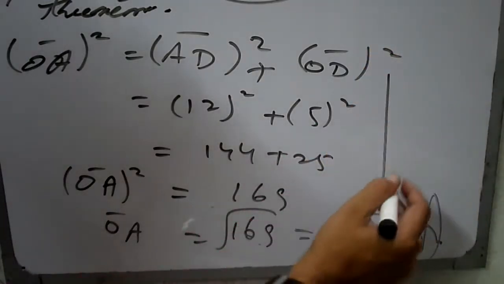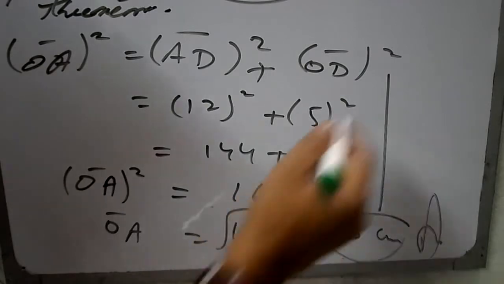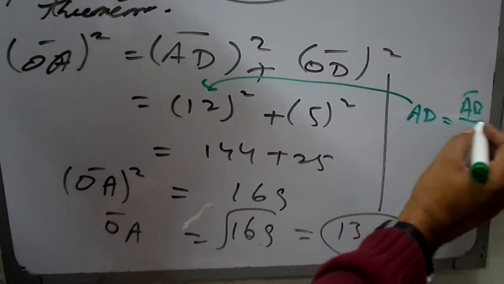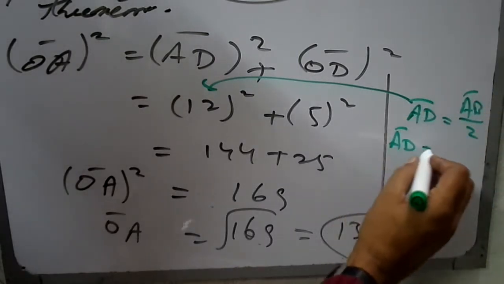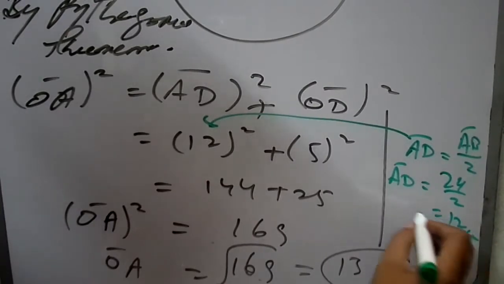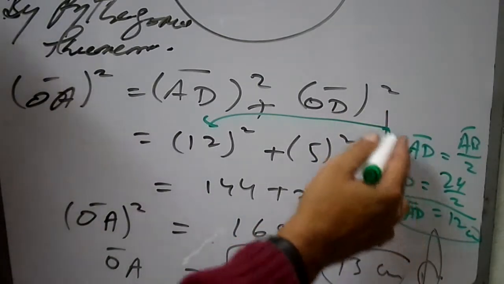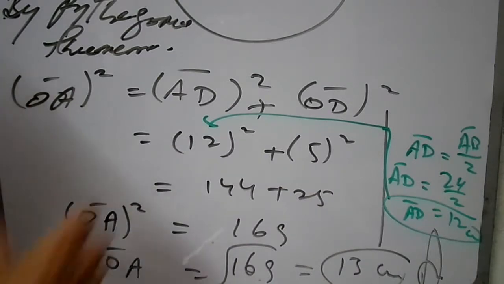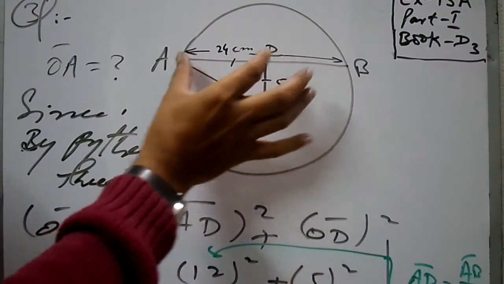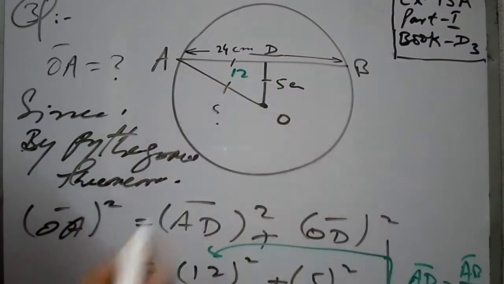But it should be noted here that I have used the value of 12 here instantly. But how is it possible? As AD is equal to AB divided by 2, that is the reason I have used the value of AD. AB is 24. So divided by 2, you will get 12 centimeters. So the value of AD is this one. I have already cleared from the diagram the value of AB, and you need the value of AD. So 24 divided by 2, you will get 12.